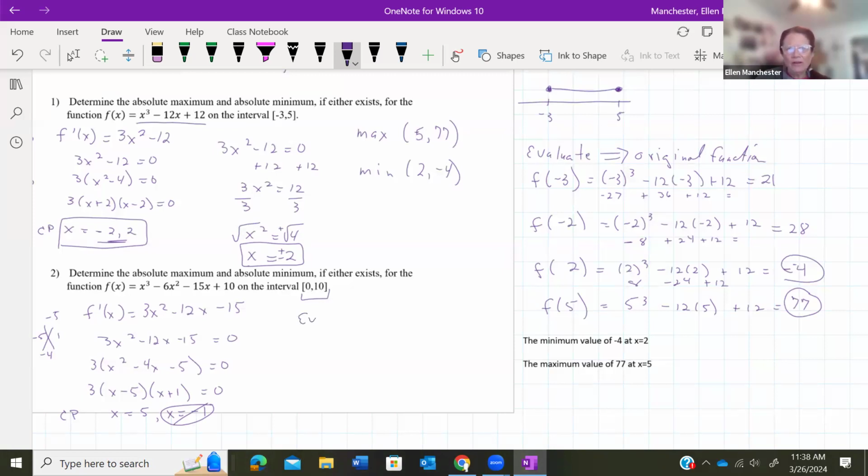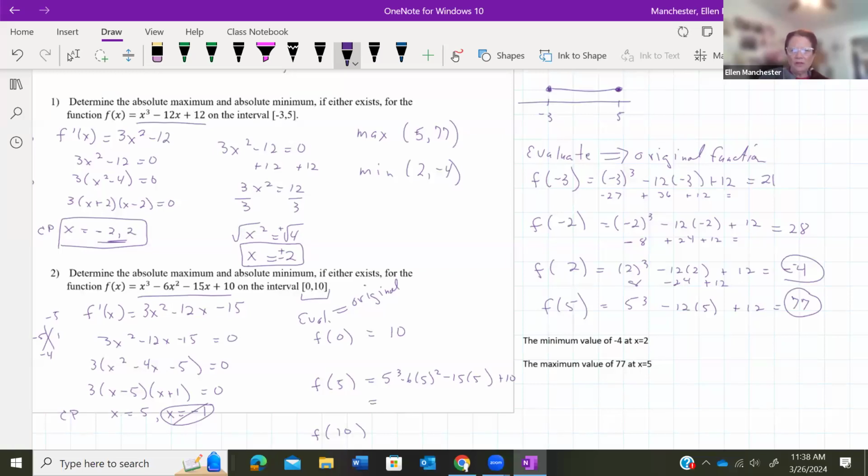Okay, so you're going to evaluate f at 0, f at 5, and when x is 10. Back into the original function, always the original function. So never go back to your derivative, always go back to the original. Okay, so if x is 0, I have 10. So now I don't even have to calculate. Now I have to calculate. So 5 cubed minus 6 times 5 squared minus 15 times 5 plus 10.